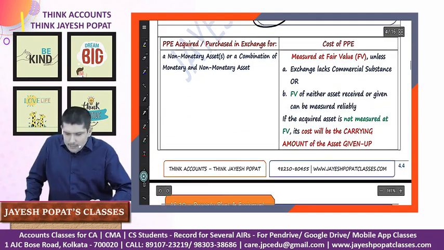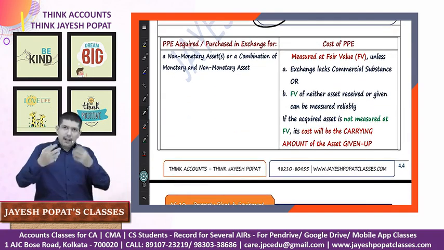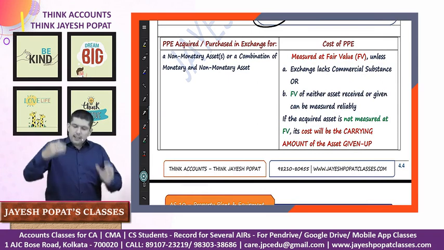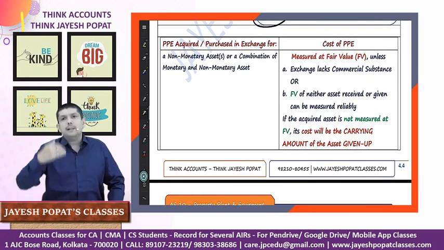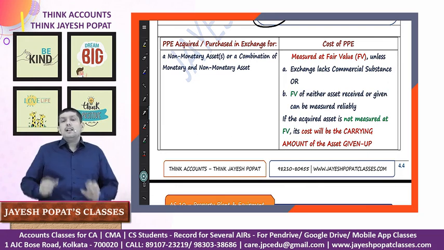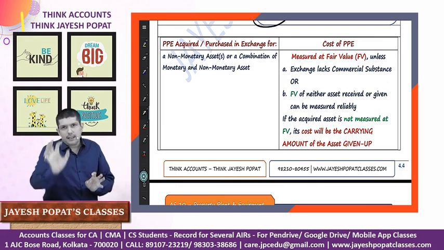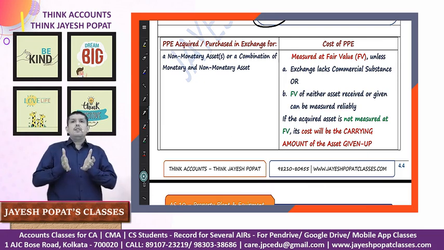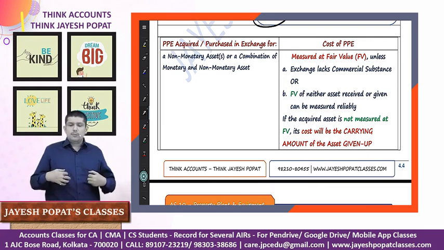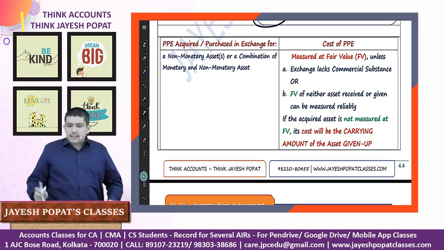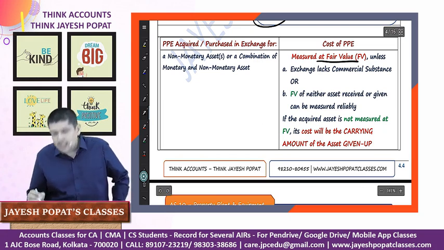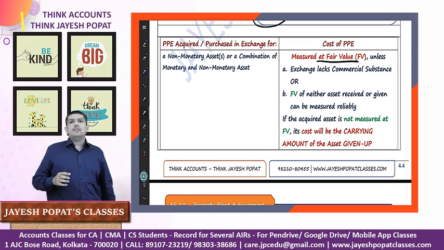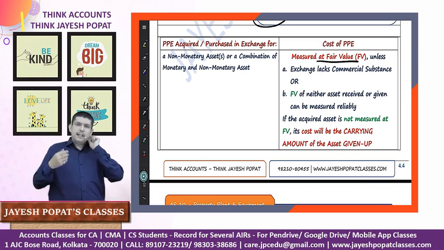Then there might be a scenario wherein I am acquiring an item of fixed asset but I am not making payment in cash, right? I am making a payment by giving up some other non-monetary asset, or partly it's like I am giving cash and partly I am giving some other non-monetary asset. In that case, how will we identify the cost of the item of PPE? It says that the cost should be identified at the fair value of the asset acquired, right? It should be on the basis of the fair value of the asset acquired.